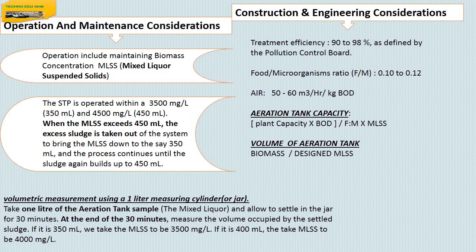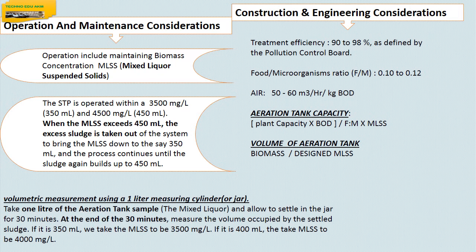Here I have briefed how to calculate MLSS, that is, volumetric measurement using a 1 liter measuring cylinder or jar. Take 1 liter of aeration tank sample, the mixed liquor, and allow it to settle in the jar for 30 minutes. At the end of 30 minutes, measure the volume occupied by the settled sludge. If it is 350 ml, we take the MLSS to be 3500 milligram per liter. If it is 400 ml, then we take the MLSS to be 4000 milligram per liter.